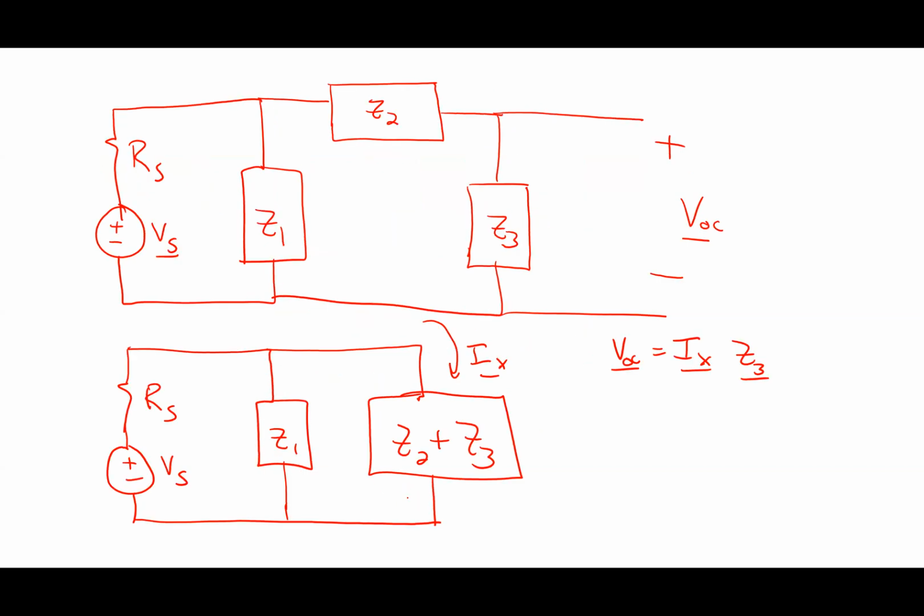And then I go back to my logic here, which said, okay, if I want to figure out VOC, I would then say VOC is that Ix times Z3. I could think of at least two other ways to do this, right? And I'm not necessarily suggesting that we use them all, but we could. All right.